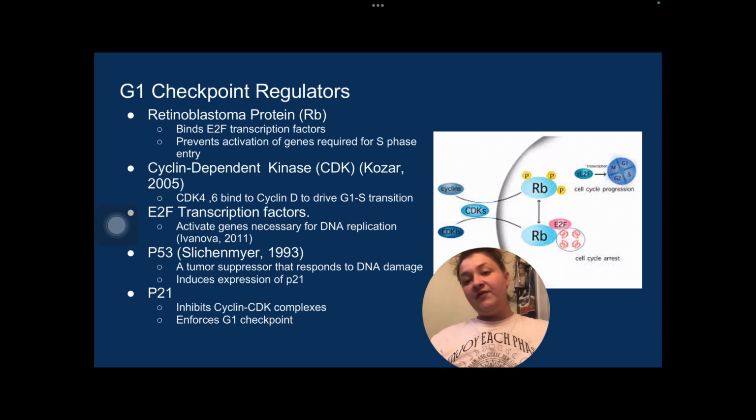Proteins like P53 and P21 play a crucial role in halting the cell cycle if DNA damage is detected. P53, often referred to as the guardian of the genome, activates the expression of P21, which inhibits the cyclin-CDK complexes, preventing the cell from progressing through the G1 checkpoint. This pause allows time for DNA repair.